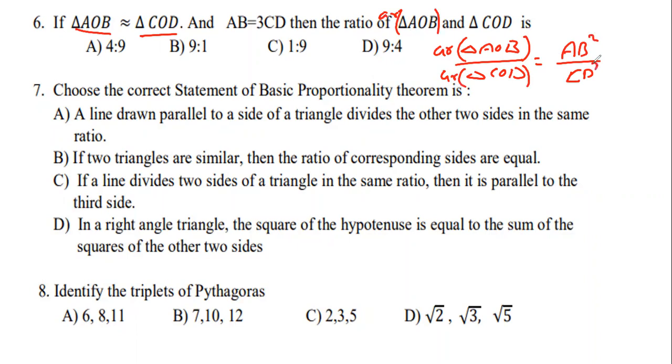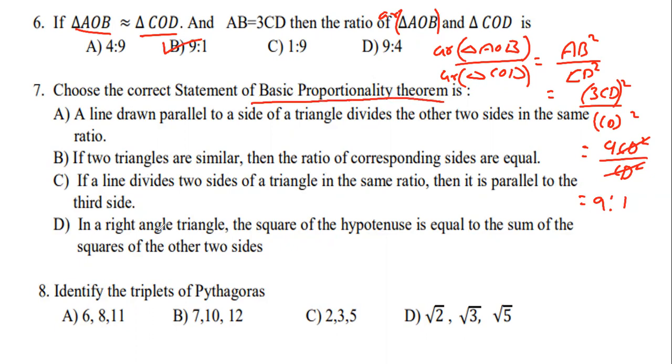It is equal to AB square by CD square. AB is 3 times CD whole square divided by CD whole square. 3 threes are 9 CD square divided by CD square. CD square gets cancelled, which is equal to 9:1. So which option is right? Option B is correct.